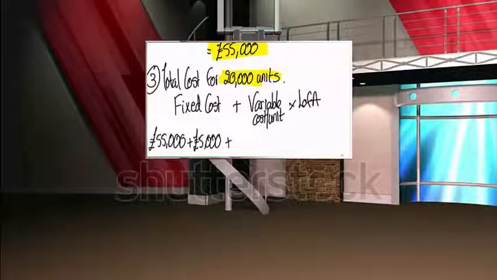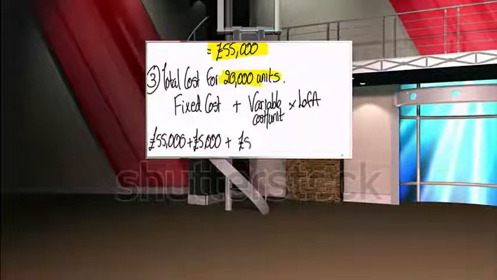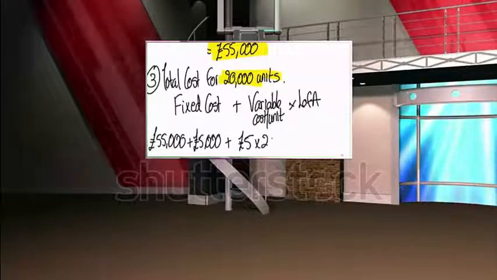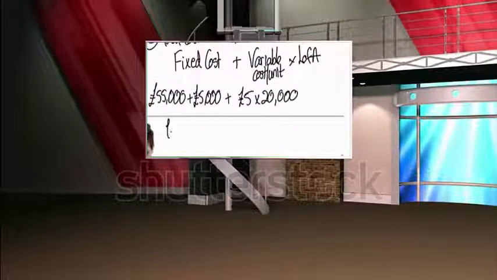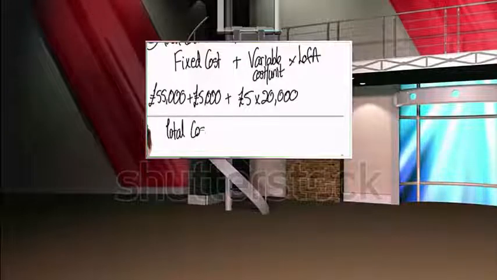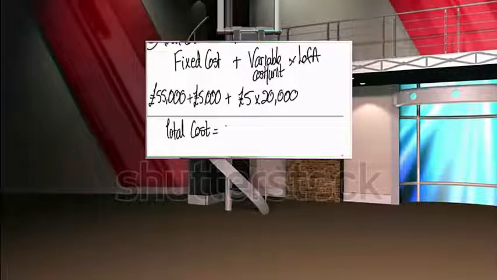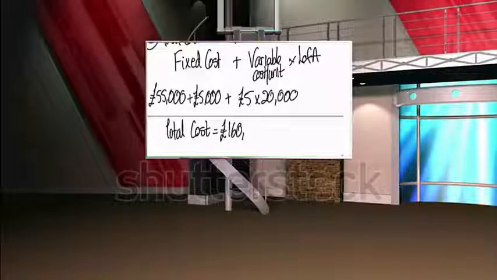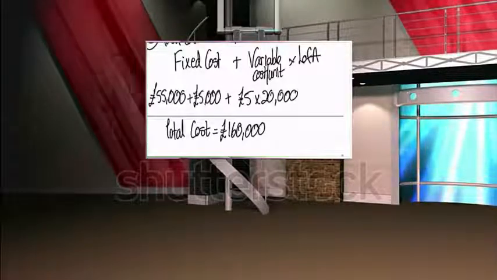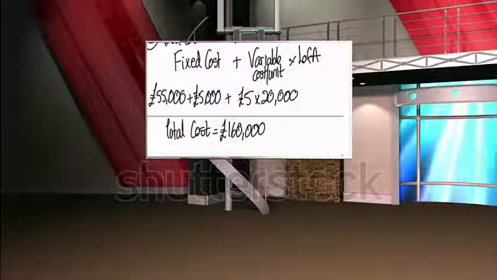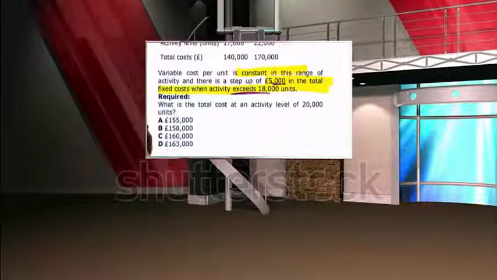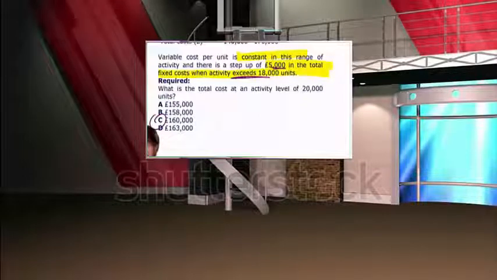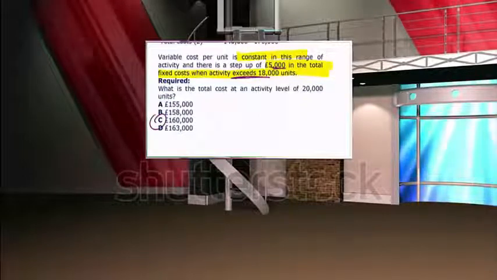And then finally, our variable costs will be £5 multiplied by 20,000 units. So the total cost, when you work that through, for 20,000 units is £160,000. If we look back at our question, hopefully that's part of the multiple choice answers we were given. There it is, answer C, 160,000.